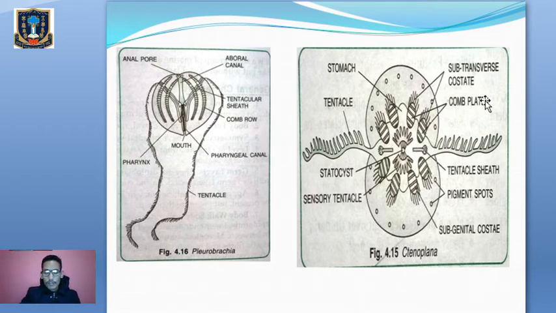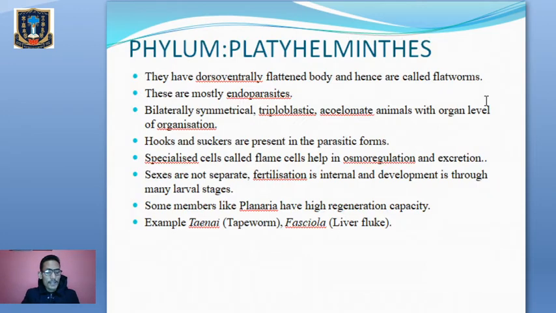These are a few examples of phylum Ctenophora. Now let us go to the next phylum, which is called the phylum Platyhelminthes, the flatworms, because they are dorso-ventrally flattened. From the back and the front they are totally flat in structure, so they are called dorso-ventrally flattened, and hence the name flatworms. They are mostly endoparasites. They are present within the body of animals, including human beings.